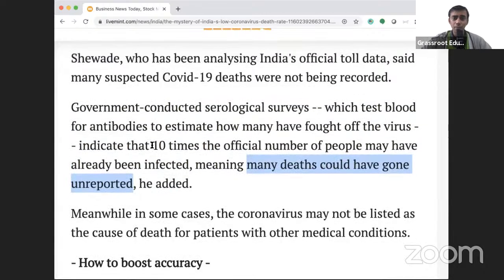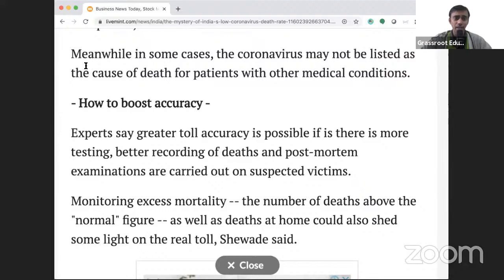Okay, I hope you punched up on this one. Give me a yes if you punched up on 10 times. Yeah, you punched it up. Next. Meanwhile, in some cases, repeat, the coronavirus may not be listed as the cause of death for patients with other medical conditions. Okay, voice down at the end, with other medical conditions.